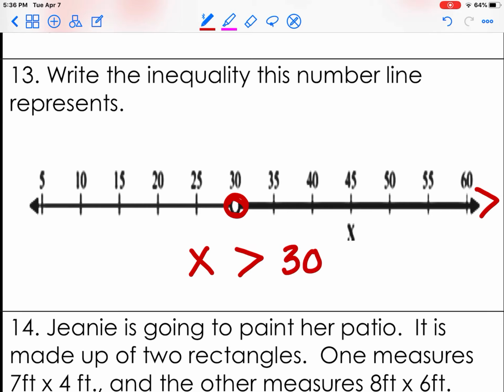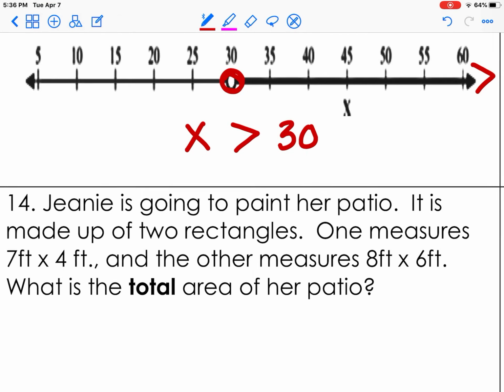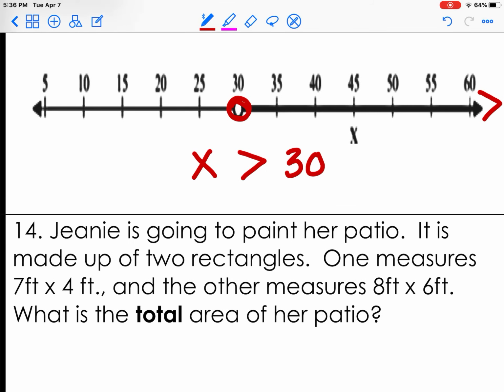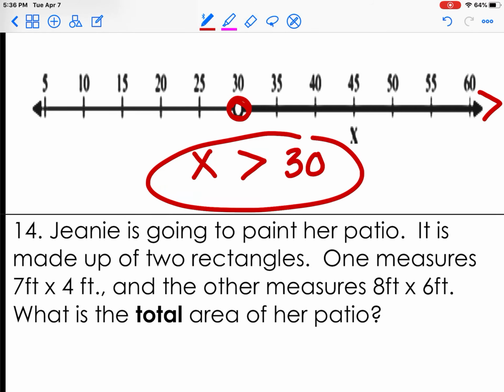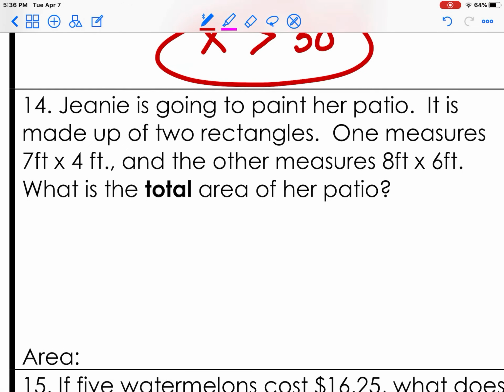30. That's your inequality. You actually can type in this symbol on a keyboard. It should be right above the period or right above the comma on your keyboard. All right. So X is greater than 30, not or equal to, just greater than, because it's an open circle.